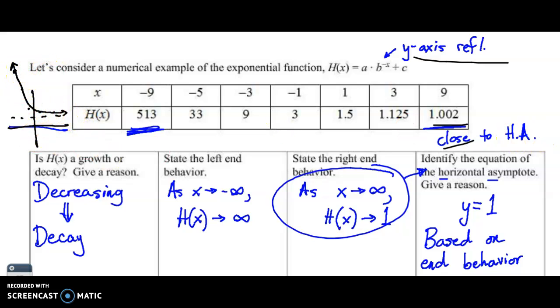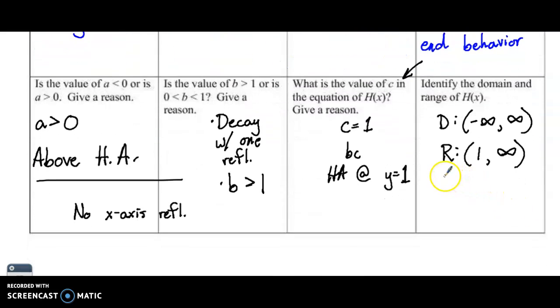Now, pay close attention to the problem because sometimes the range is from negative infinity to one of those values if you're below the horizontal asymptote. But the domain is always all reals. Domain is always all reals for exponential functions. And you should be ready for the homework now.